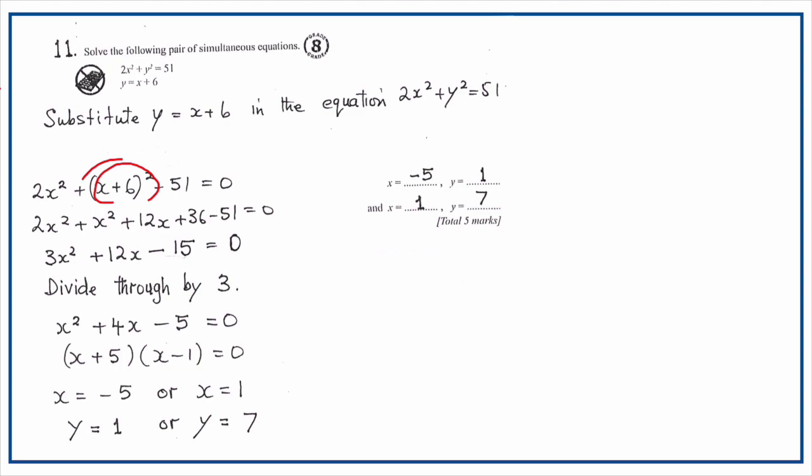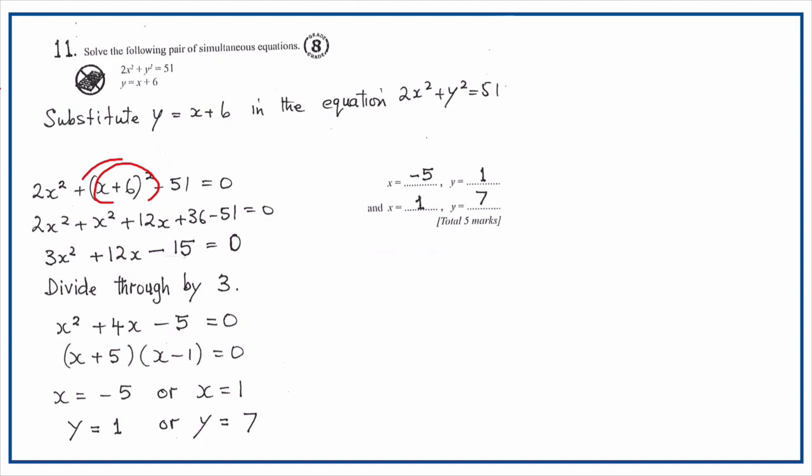We factorize x squared plus 4x minus 5 equals 0, which becomes x plus 5 in one bracket times x minus 1 in the other bracket equals 0. And so x equals minus 5. When x equals minus 5, y is 1. Or x equals 1. When x equals 1, y is 7. So the answers are x equals minus 5, y equals 1, and x equals 1, and y equals 7.